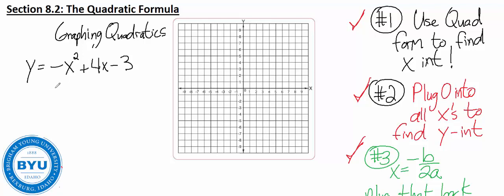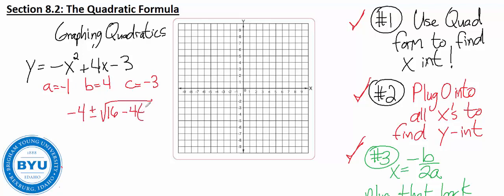First thing we do is a quadratic formula. My a is negative 1, my b is 4, and my c is negative 3. Let's sing the song. Negative b plus or minus the square root of b squared, that's 16, minus 4 times a, that's negative 1, times c, negative 3, all over 2a, that's negative 2. I've got to simplify the root.